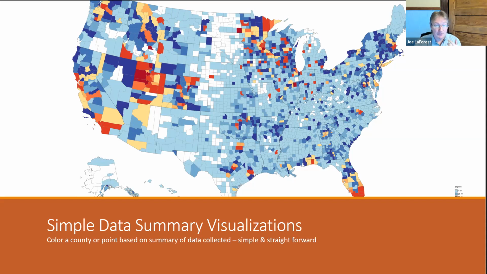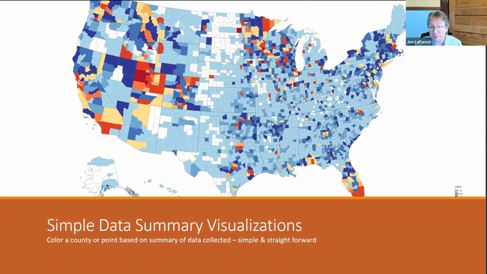Based on the data, I want to color a county or a point based on a summary of the data collected. Those summaries can be the min, the max, the last value recorded, the first value recorded, the difference between values. It's the stuff that if you have the data, you could sit there in Excel and do these calculations, figure out what the value would be, and generate a map, generate a graph. We do that exceedingly well. If you know that pattern ahead of time, it's not hard to tell the map what to do.